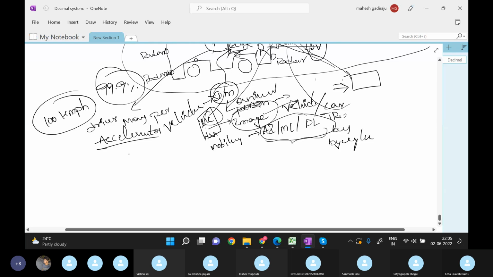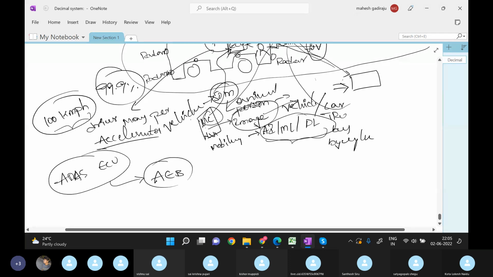Got it, right? So in these cases, the ADAS ECU will control the vehicle. This is where the AEB feature, autonomous emergency braking, comes into the picture. So it's going at 100 kmph. It knows the distance between your vehicle and the front vehicle. It is just 50 meters or 100 meters, you can take. At 100 kmph, within 1 or 0.5 seconds there is a chance of hitting this vehicle, and it might impact very badly. Now AEB will come into the picture.